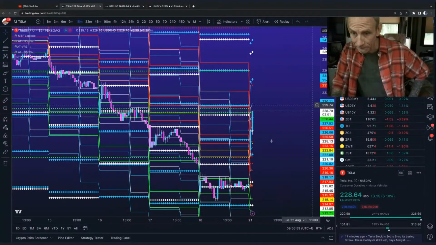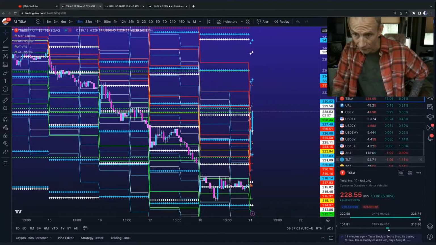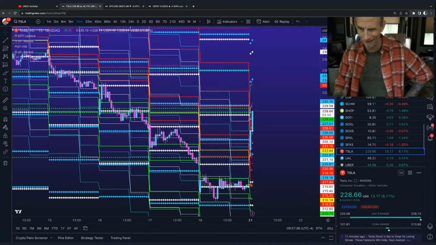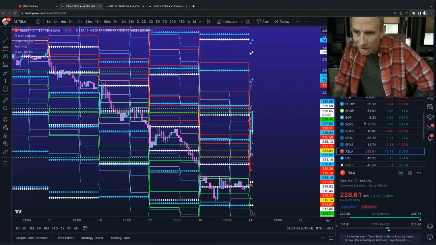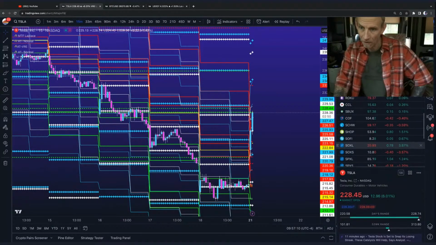Yeah, Tesla's pumping, man. Good for Tesla. Tesla just chasing down NVIDIA for the lead. And we got Tesla only one. We got NVIDIA only two. Let's see here. Yeah, Tesla's taking over.